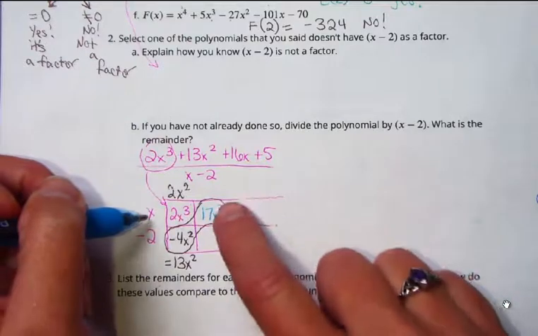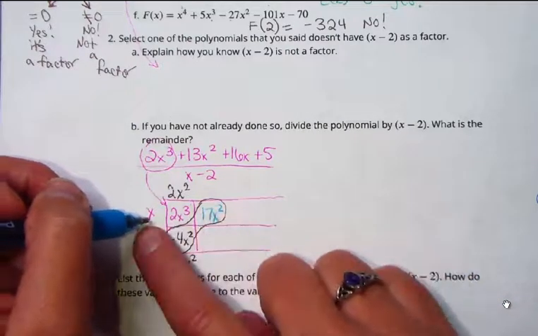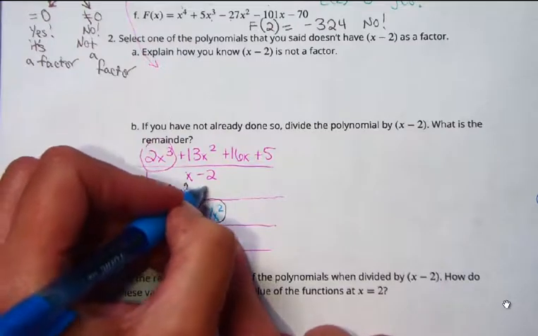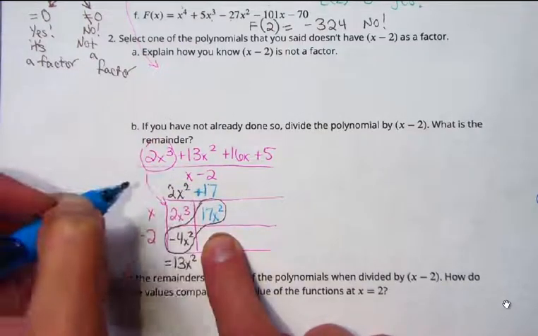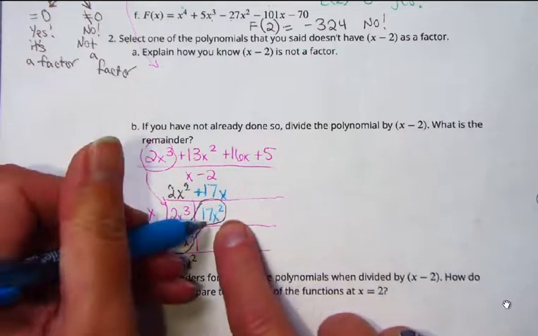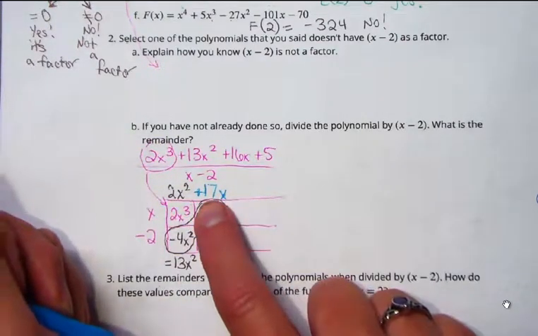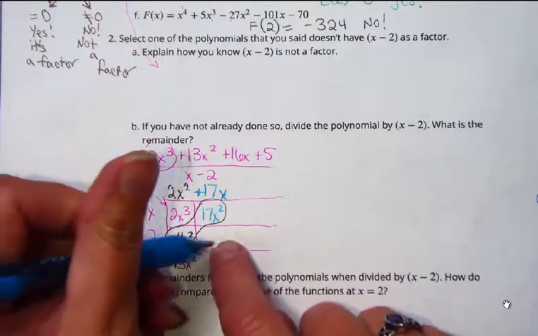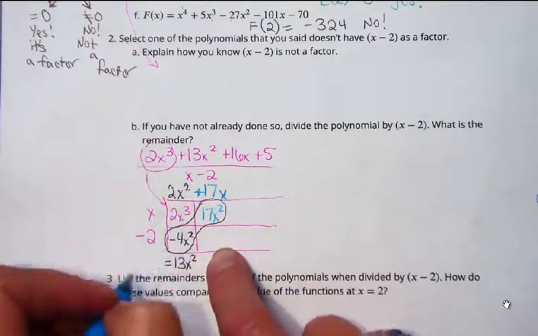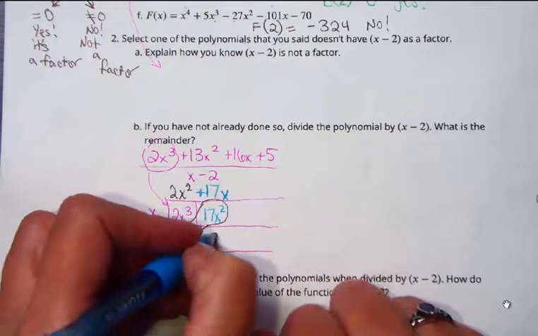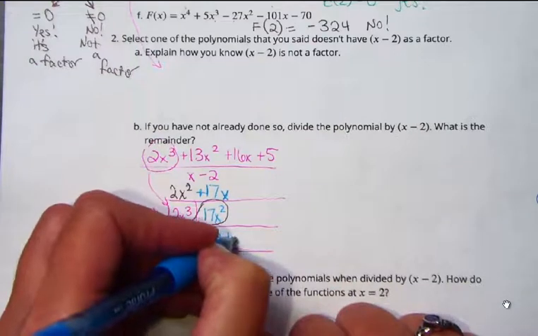Repeat that division again. Now we're ready to start a new column. X times something to get to 17x squared. It's a positive 17. I need one more x so I can get to that x squared in here. So plus 17x goes up there. When I know the top of a column, I know the whole column all the way down. 17x times a negative 2 is a negative 34x.